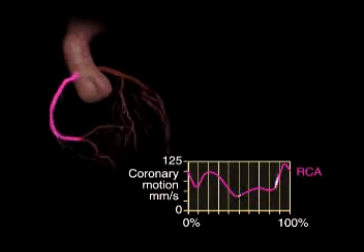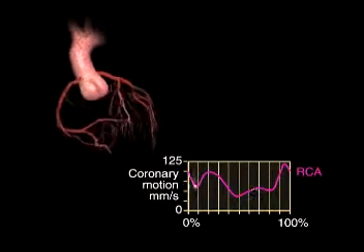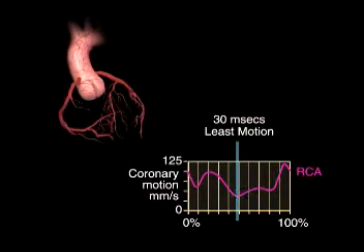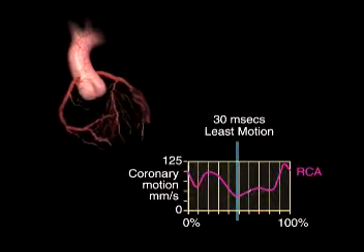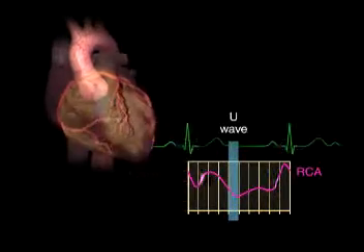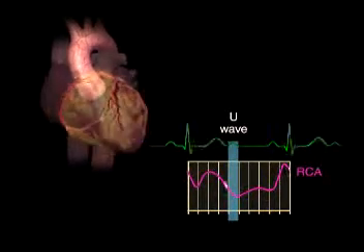During each cardiac cycle, the ideal time to image the RCA corresponds to the area of lowest velocity and therefore least movement, called displacement. This point in time corresponds to end systole, or the U wave, on the ECG.